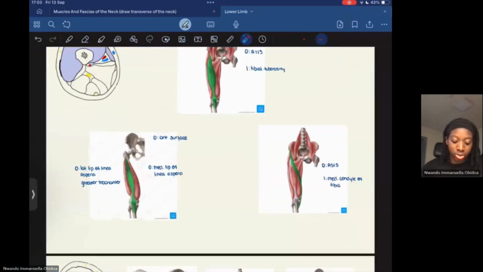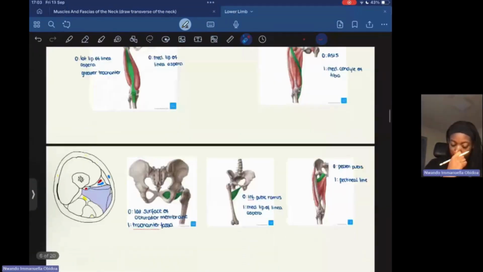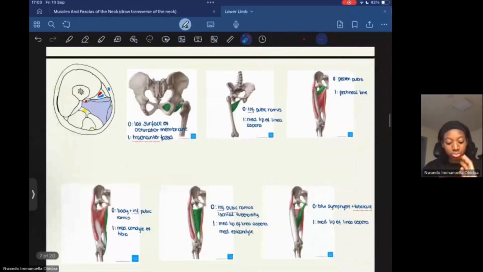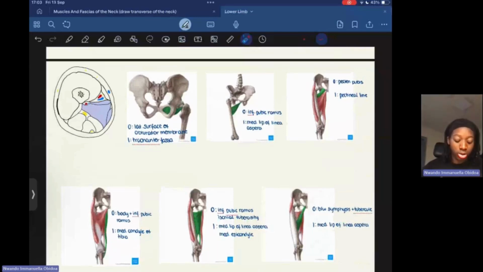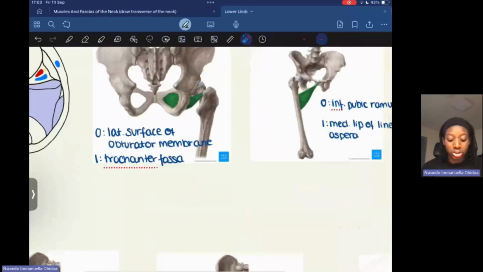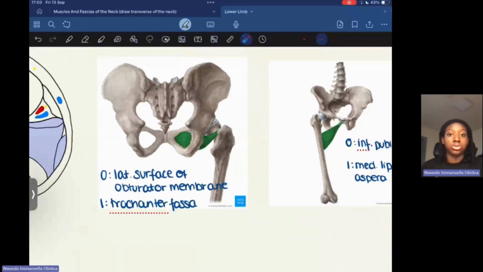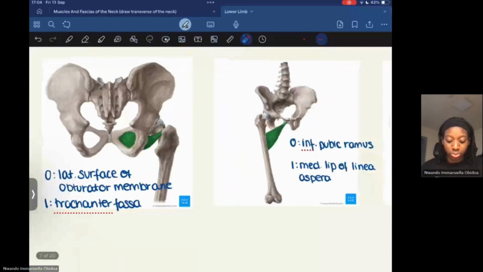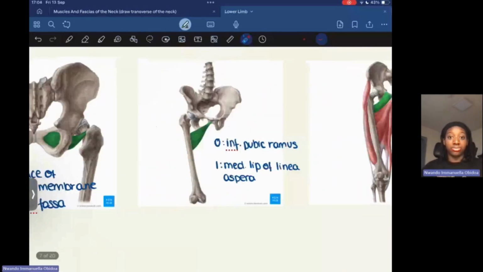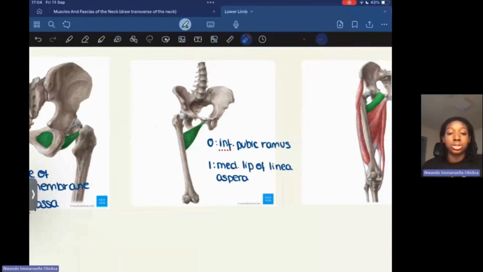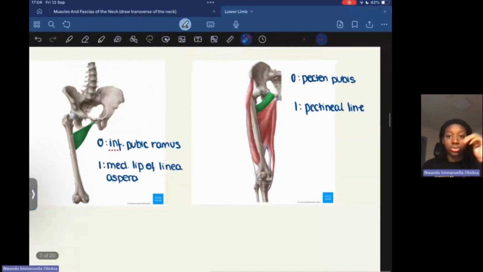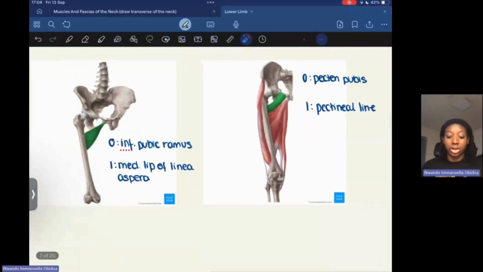So moving on to the medial group, starting with the obturator externus. This originates from the lateral surface of the obturator membrane and inserts on the trochanteric fossa. And then we have our adductor brevis, which comes from the inferior pubic ramus and inserts on the medial lip of the linea aspera. This is the pectineus, which comes from the pecten pubis and inserts on the pectineal line found on the femur.